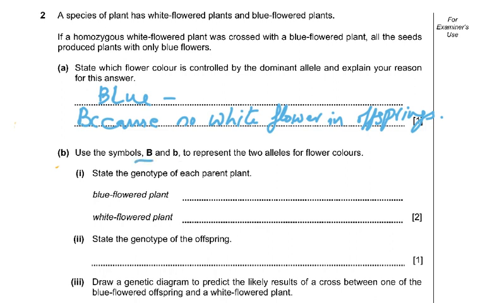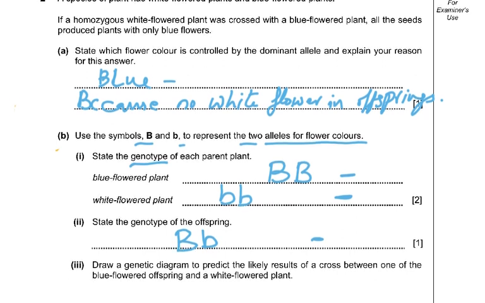Use the symbol B and small b to represent two alleles of flower color. State the genotype. Genotype means letters. So the blue flowered plants will be capital B, capital B. The white will be small b. Then the genotype of the offspring will be heterozygous. So this is homozygous dominant. This is homozygous recessive. This is heterozygous.